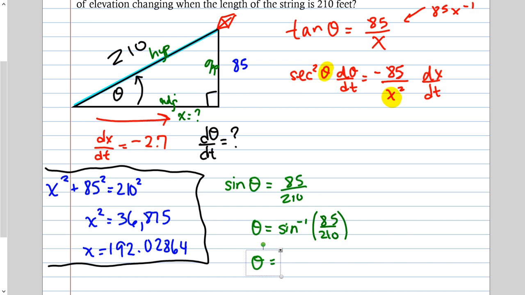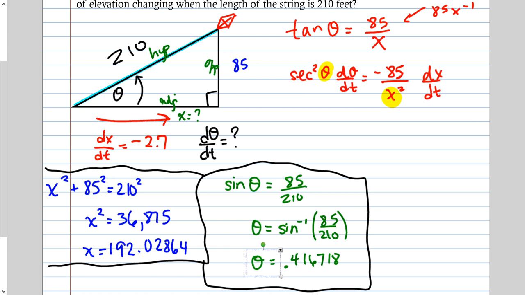So once plugging that into the calculator, I get 0.416718. Remember, I'm using a lot of decimal places. Five or six is a good number, just to be safe. So there's my angle. There's the second thing that I was missing. Yay! Alright, so now I can go right back to solving.